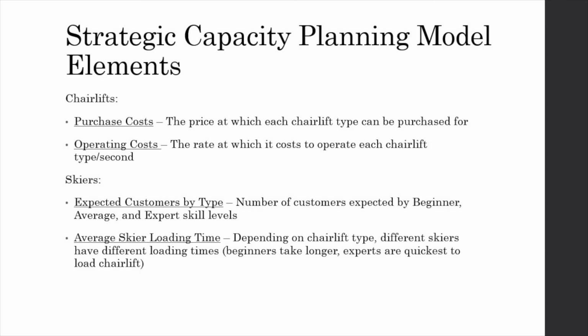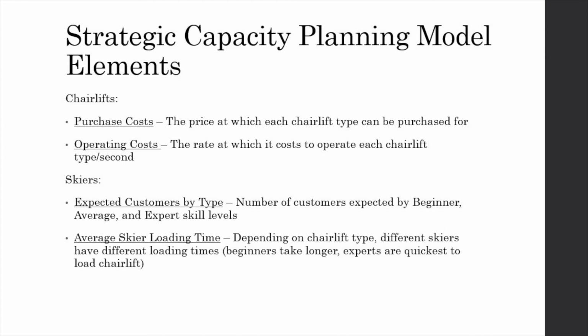The second main category is going to be skiers, so expected customers by type. Once again, we divide them up into our beginner, average, and expert skill levels based on this face of the mountain alone. Essentially the terrain on this side of the mountain is a lot steeper and more difficult, and so within the model, we anticipated that there would be a lot more expert skill-type skiers as opposed to beginners.